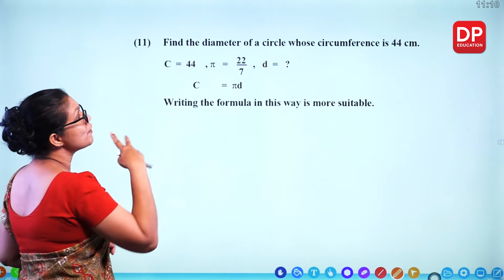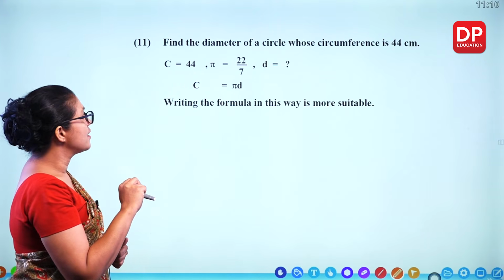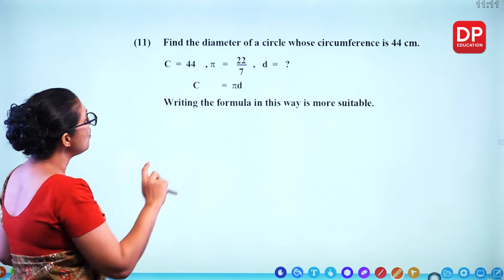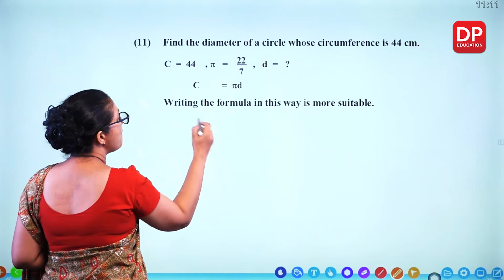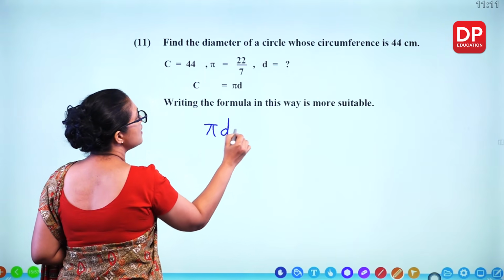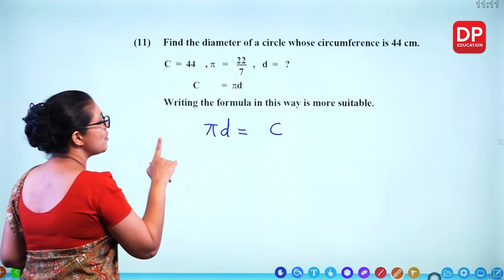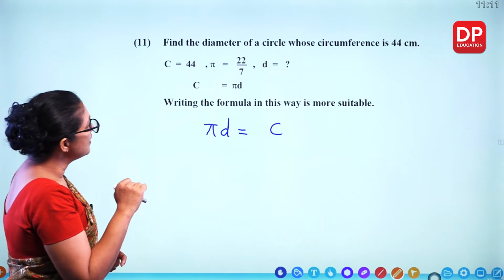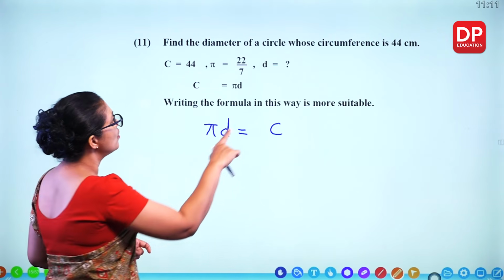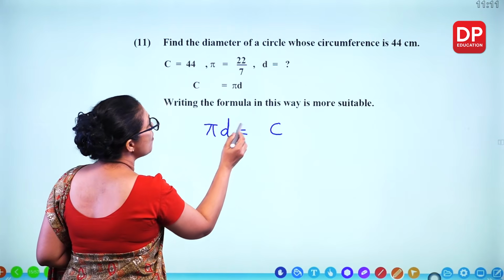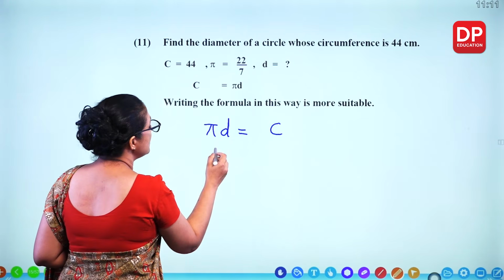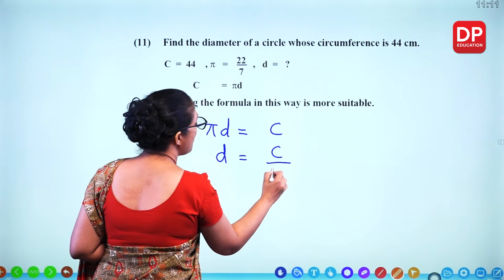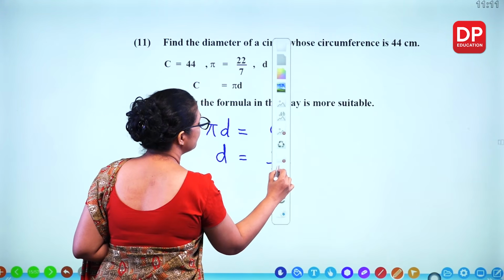Find the diameter of a circle whose circumference is 44. Circumference is 44. Other way around given. So you are asked to find out the diameter now. Now we can write pi d equals C this way because we need to find out d. Writing the formula in this way is more suitable. So what's d? C divided by pi.